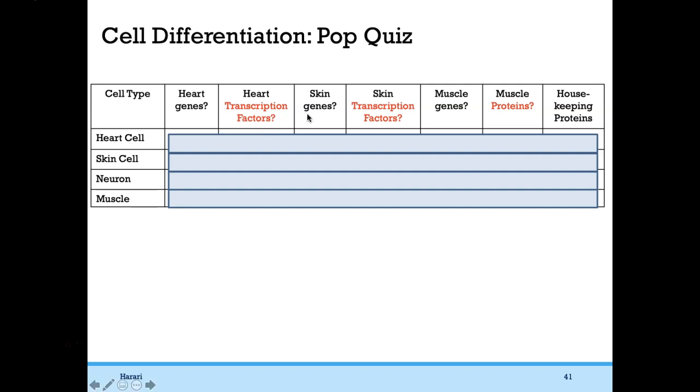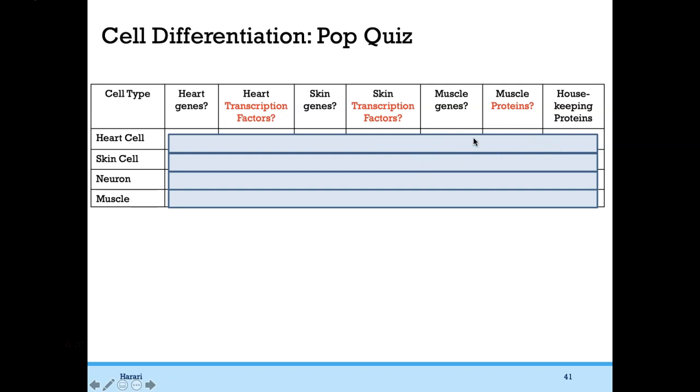Will the heart cell have skin genes? Yes, the heart cell has every gene required. But will the heart cell have skin transcription factors? No. Right? There would be no transcription factors for skin in a heart cell, so a heart cell won't make skin proteins.